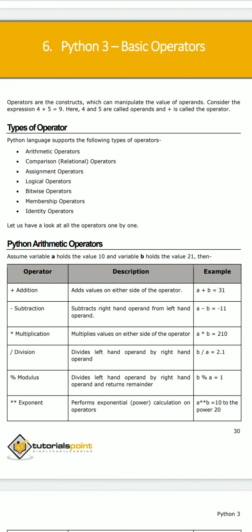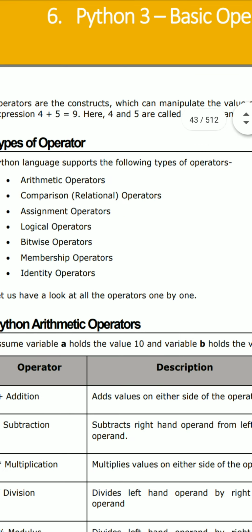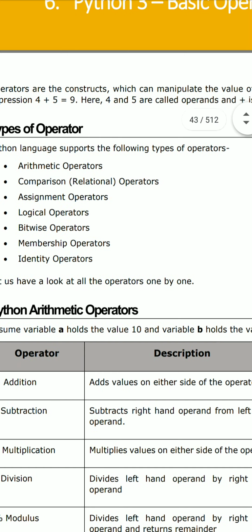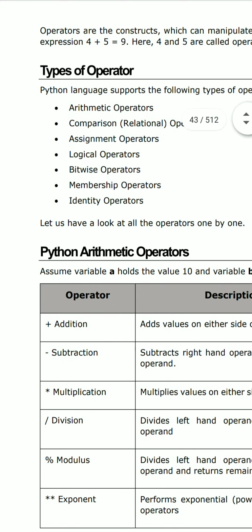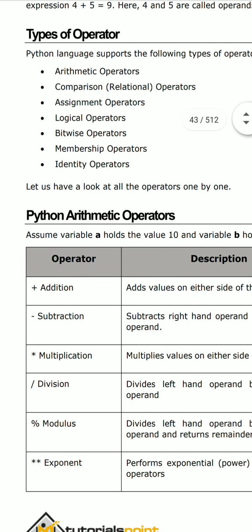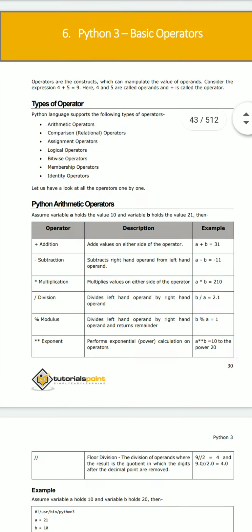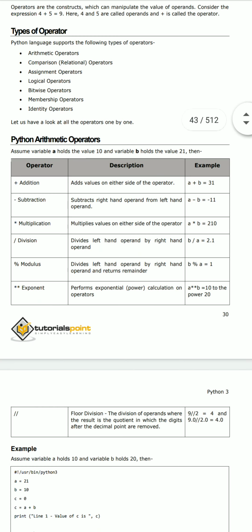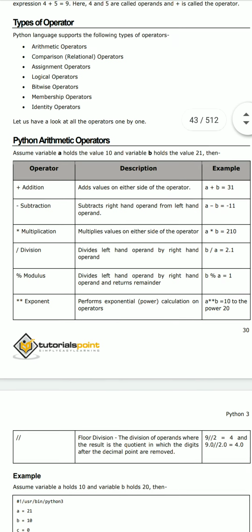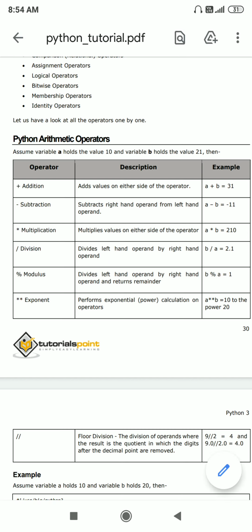There are different types of operators: arithmetic operators, relational operators, assignment operators, logical operators, bitwise operators, membership operators, and identity operators. We will look at each of these operators in detail, so that you get an idea of how to use them and how to perform operations with them as and when we need them in Python.